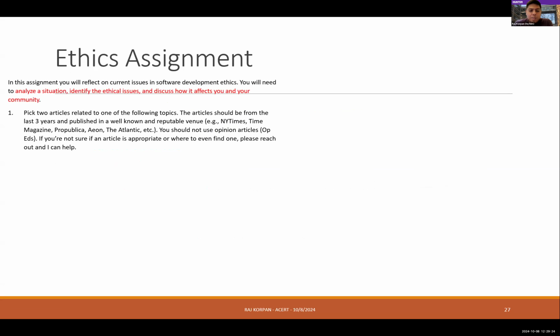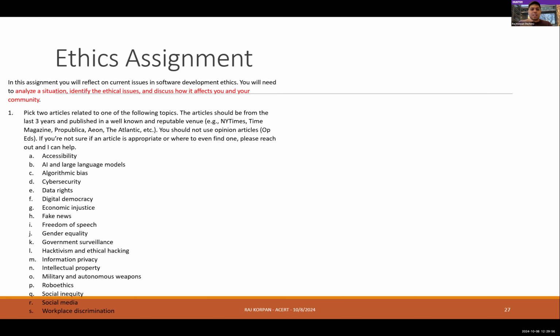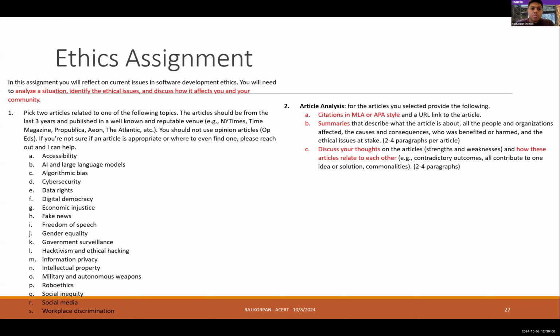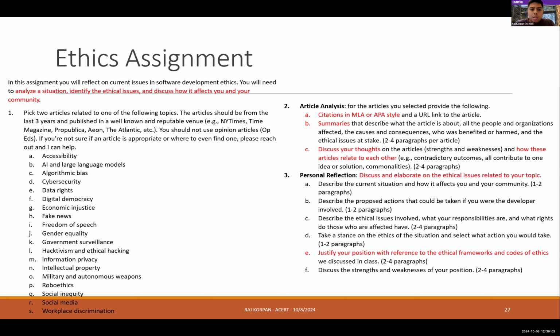I also give my students an ethics assignment. So how do we assess their understanding of ethics in this context? The assignment I gave them was to go into the real world and look at the ethical things that are happening right now. I asked them to pick 2 news articles from different publications, New York Times, ProPublica, The Atlantic, on any topics that intersect technology and ethics, and then read and analyze them, and do a personal reflection on the ethical issues related to those topics. They have to use the ethical frameworks we talked about related to the code of ethics, and talk about what they would do if they were the software developer involved in that situation.